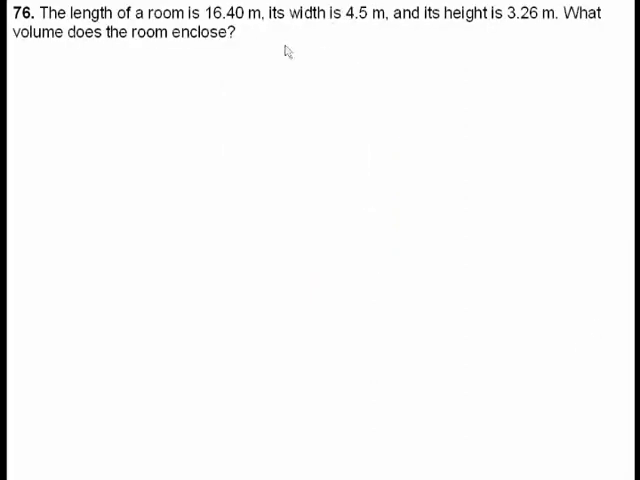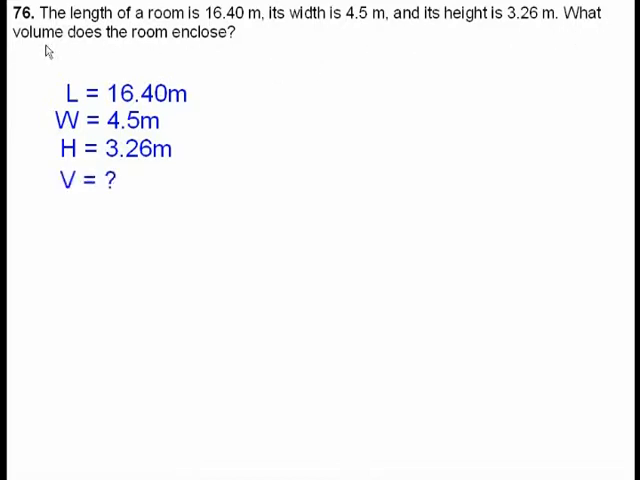Next one, they're giving some measurements here. The length of the room is 16.40 meters. The width is 4.5 meters, and the height is 3.26 meters. When you're doing a word problem, you should be copying down all the measurements and labeling the appropriate variables on them. We're also going to label the variable of what we're looking for. This time we're looking for volume.